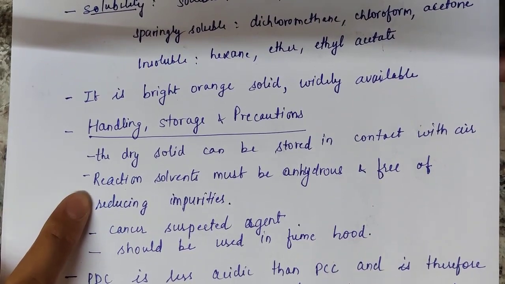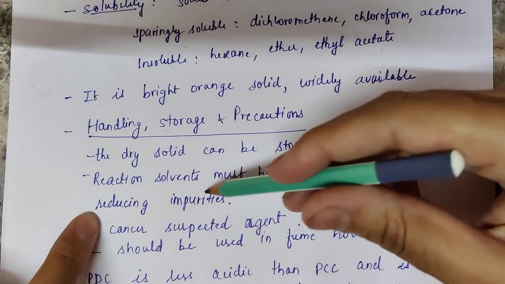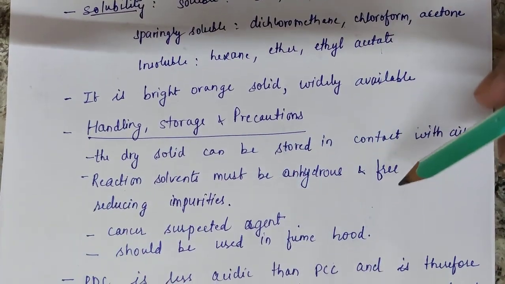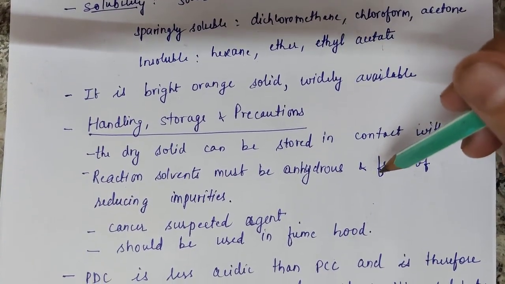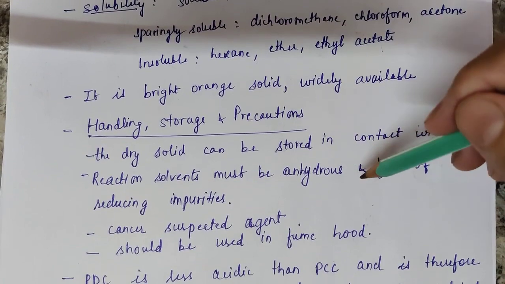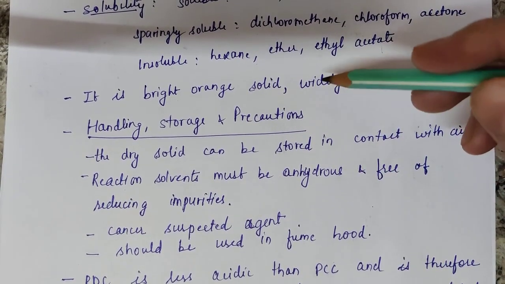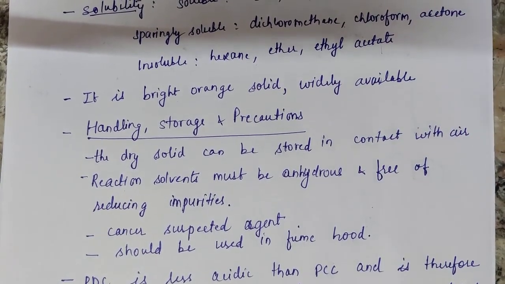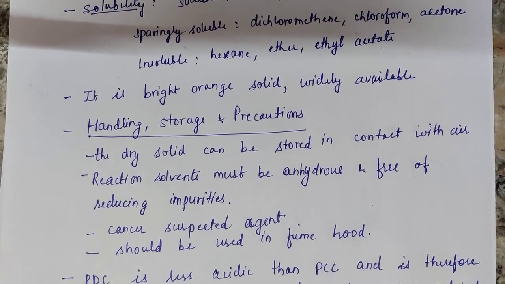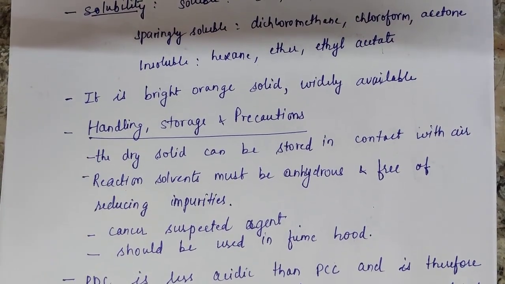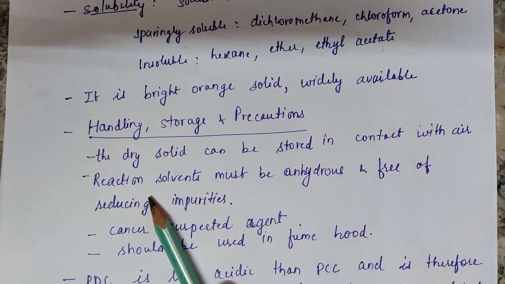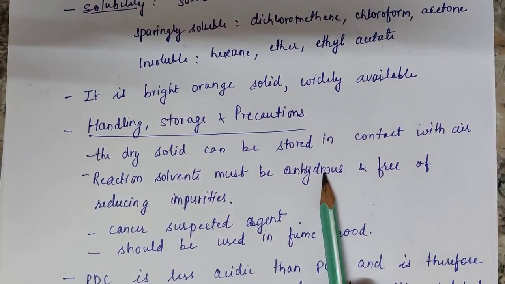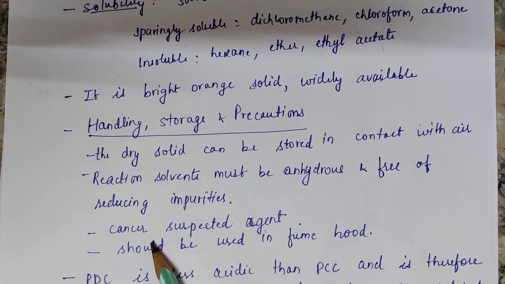Reaction solvent must be anhydrous and free of reducing impurities, same as that of the PCC. PCC was sensitive to water and it was converting primary alcohol to carboxylic acid. So the same goes for PDC. In this also your solvent should be anhydrous and free of impurities.